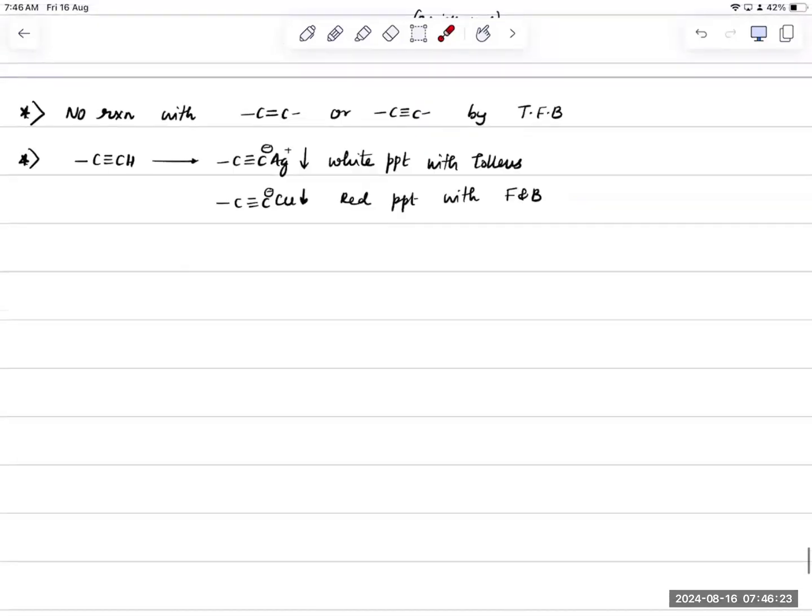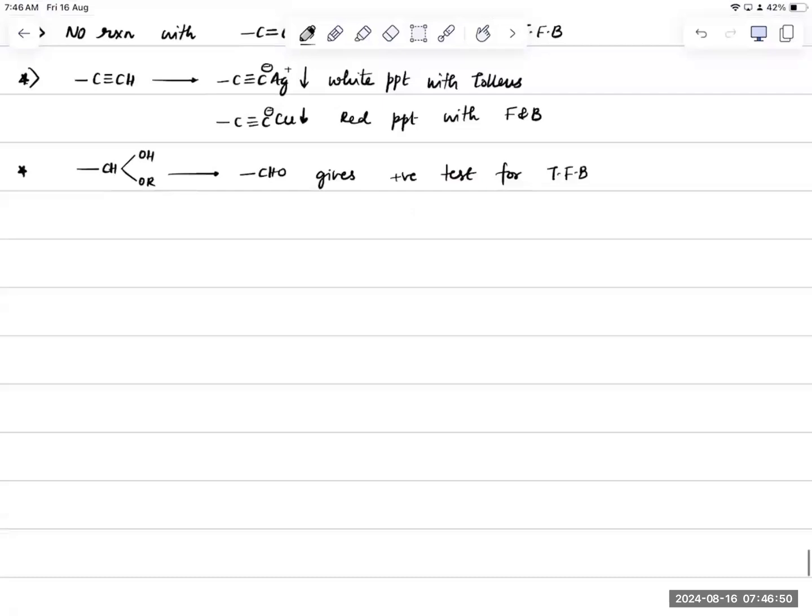Next is hemiacetal. Any form of CH, OH and OR, that will convert first into CHO and gives positive test for Tollens, Fehlings and Benedict. So it will give positive test for all three.